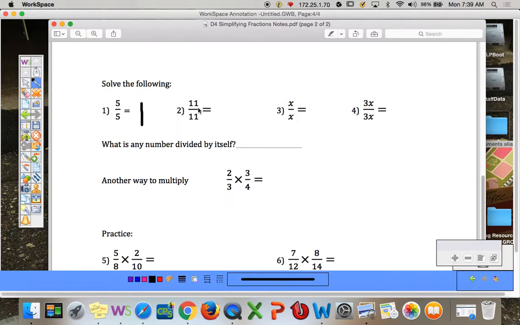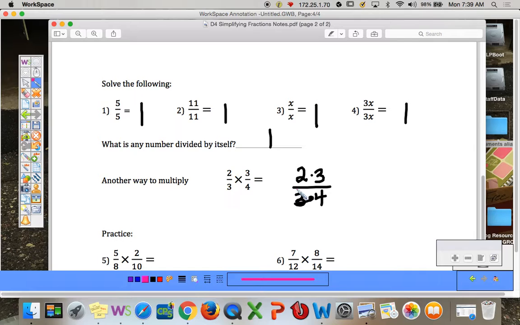1 time. What is 11 divided by 11? How many times does 11 go into 11? Once. x divided by x is 1. 3x divided by 3x is 1. What is any number divided by itself? It is 1. Any number goes into itself 1 time. So another way to multiply this is, remember this is 2 times 3 over 3 times 4.